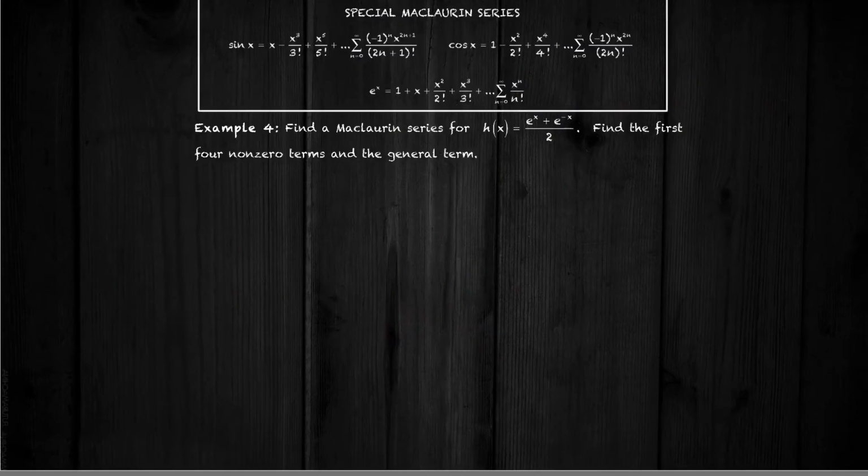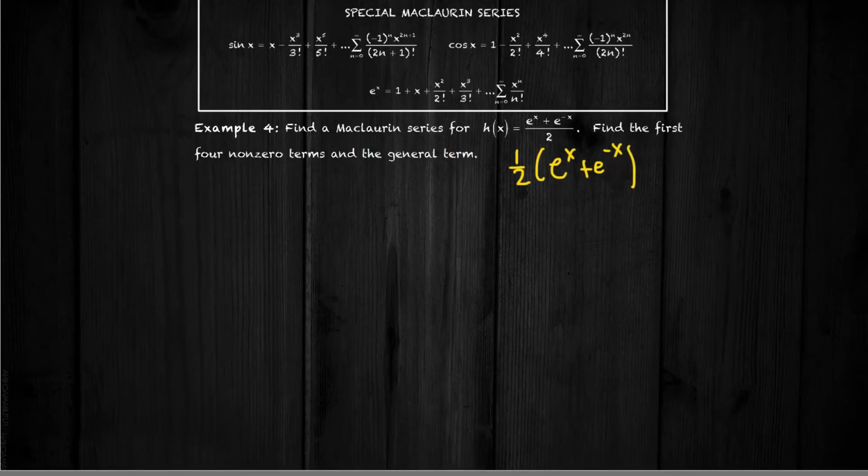Okay, now we have a more complicated series, and it is the series h of x is equal to e to the x plus e to the negative x divided by 2. So perhaps I'll write this as 1/2 times e to the x plus e to the negative x, and that'll hopefully help us see what we need to do. We need to take e to the x, our Maclaurin series for e to the x, which is right here, and then we need to add to that e to the negative x, and so we need to figure out how we can write e to the negative x.